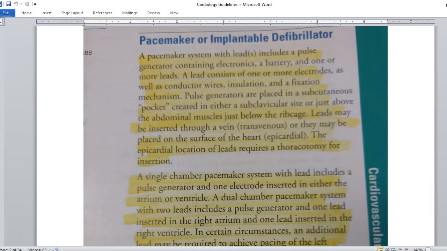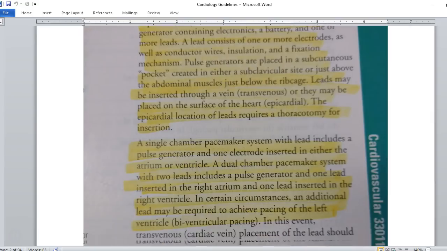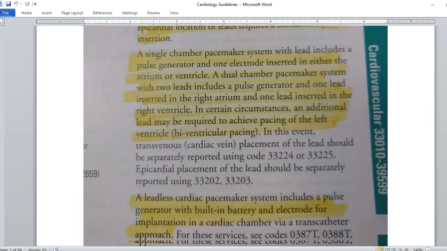Okay, but we have a couple different types of pacemaker systems. So we're going to talk about single, dual, and multiple lead. A single chamber pacemaker system with a lead includes a pulse generator and one electrode inserted either into the atrium or ventricle. And again, that's dependent on the patient's condition. A dual chamber pacemaker system with two leads includes a pulse generator and one lead inserted into the right atrium and one lead inserted into the right ventricle. In certain circumstances, an additional lead may be required to achieve pacing of the left ventricle, which is known as biventricular pacing. In this event, the transvenous cardiac vein placement of the lead should be reported separately, because it's an extra lead.